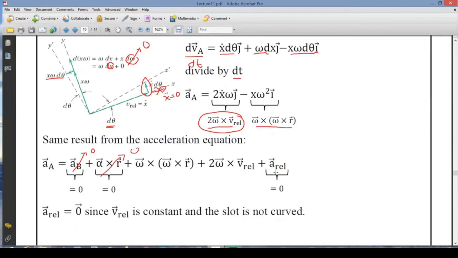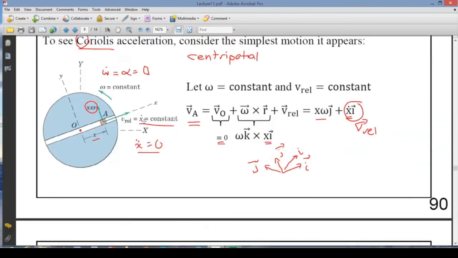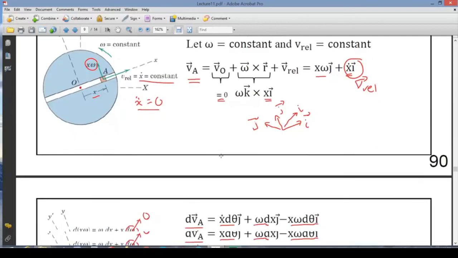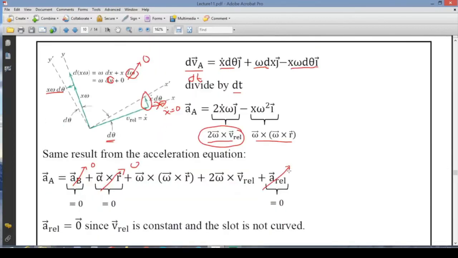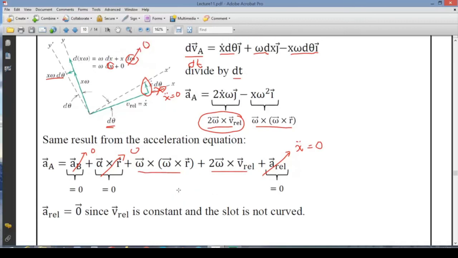And then we have this A relative term. And the reason that it is equal to 0 is because the magnitude of this V relative, which is x dot, is constant. So x double dot is equal to 0. So this part cancels out because x double dot is equal to 0. So we are left with these two terms, the centripetal acceleration and the Coriolis acceleration. So this is, again, a way to check if we are doing something right. And this is the foundation of this Coriolis acceleration, how we can derive this Coriolis acceleration by different means.